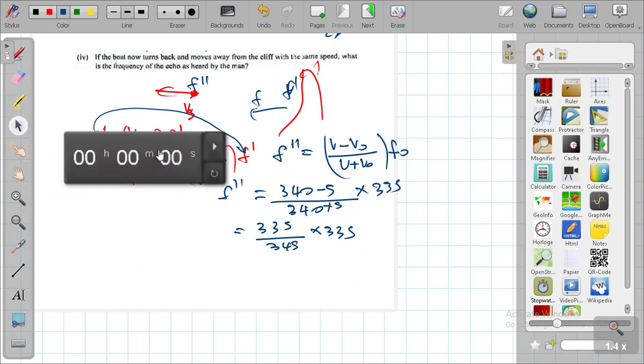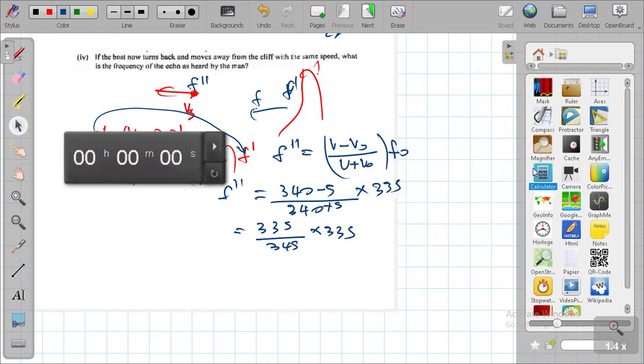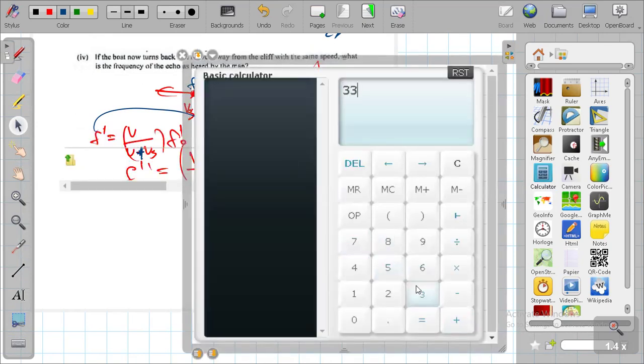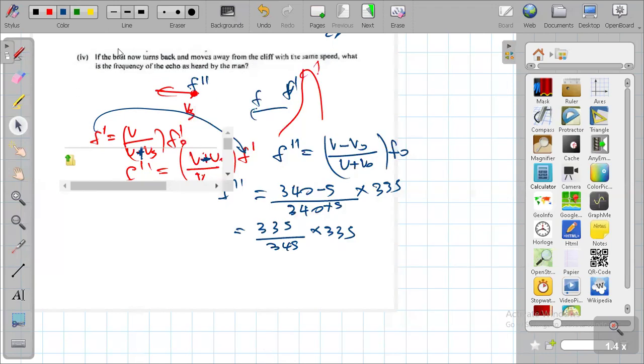Let's use the calculator. 345 multiplied by 335, and you are going to divide that by 345, and your answer is going to be 325 point, nearly. f double dash is 325 hertz.